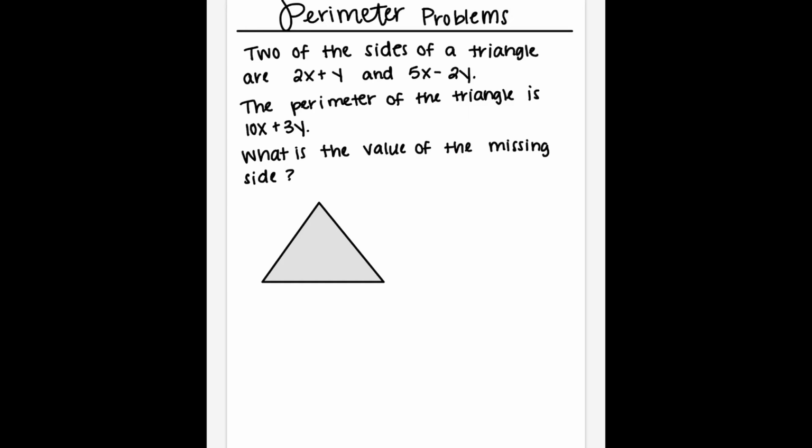An application of adding and subtracting polynomials is found in perimeter problems. Let's look at this one and see how adding and subtracting polynomials shows up when we have information about the perimeter of a figure. We have a triangle, and we are told two of the sides of the triangle are 2x plus y and 5x minus 2y. So these polynomials represent two of the sides of this triangle. I'm going to label two of those sides accordingly.